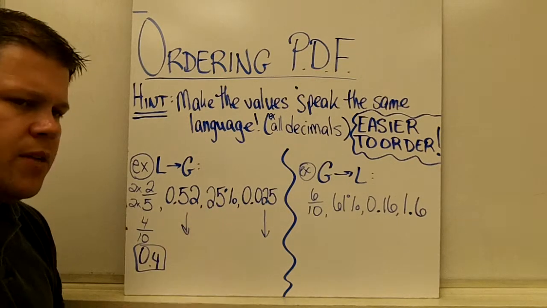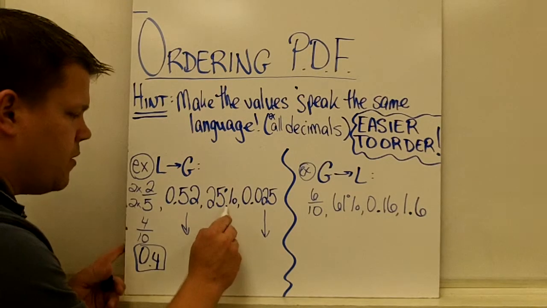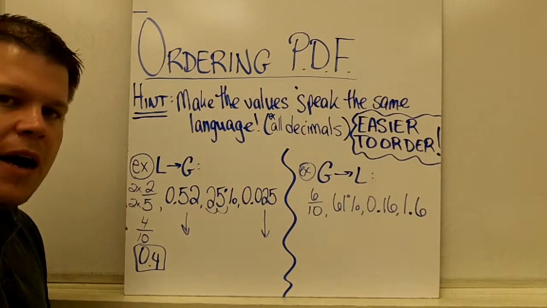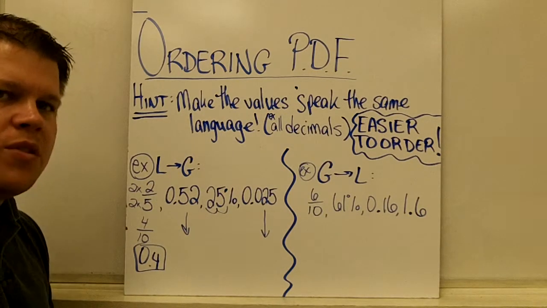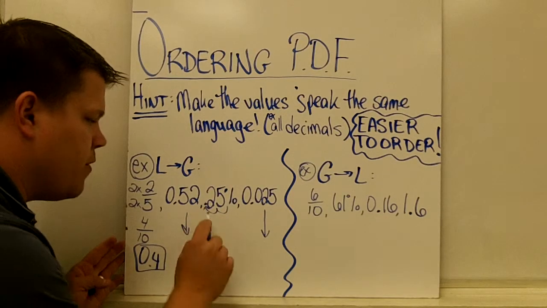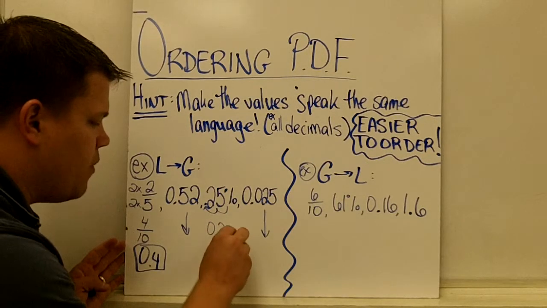I have 25%. And if I convert a percent to a decimal, I'm going to move the decimal 2 places to the left. 1, 2. There is an invisible decimal after that whole number 5. It's not visible in the percent, but it is a whole number percent. I'm going to move the decimal 2 places to the left. I have what looks like 0 and 25 hundredths.